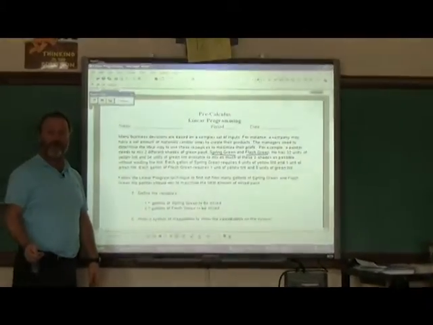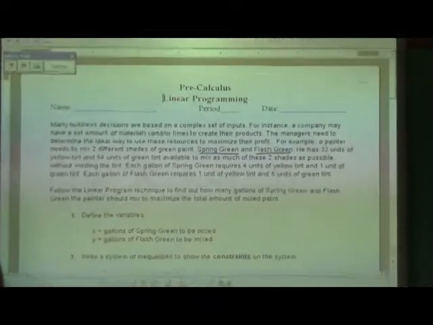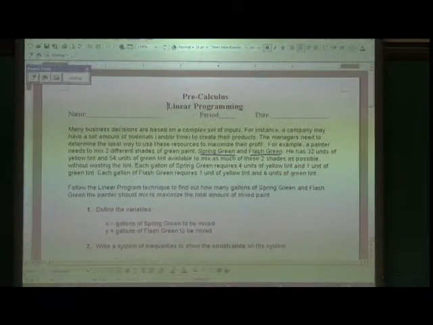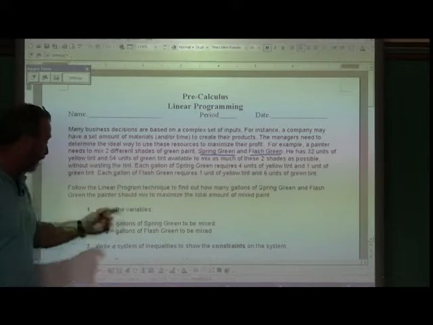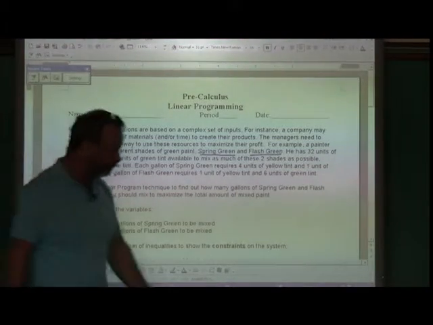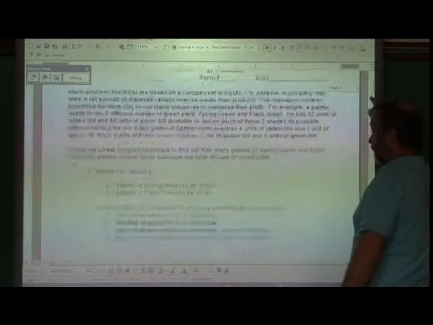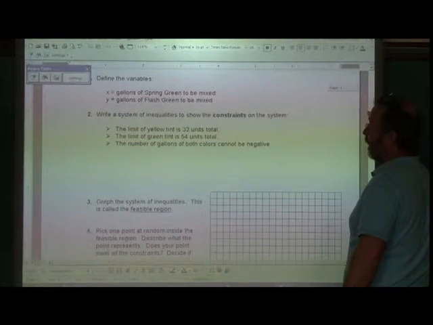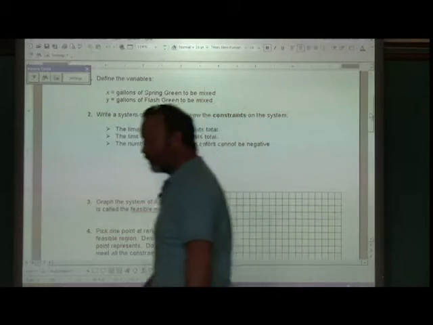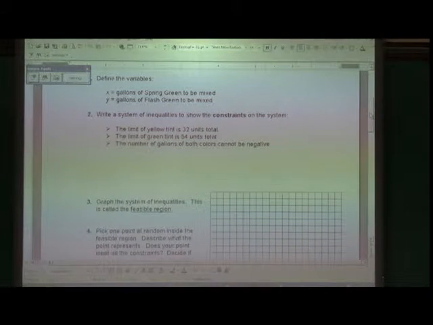So the very first thing I want to do is define my variables, and I'm just going to use our old standard x and y. So x is the gallons of spring green, y is the gallons of flash green. And at this point, I need to write a system of inequalities to show the constraints on the system.